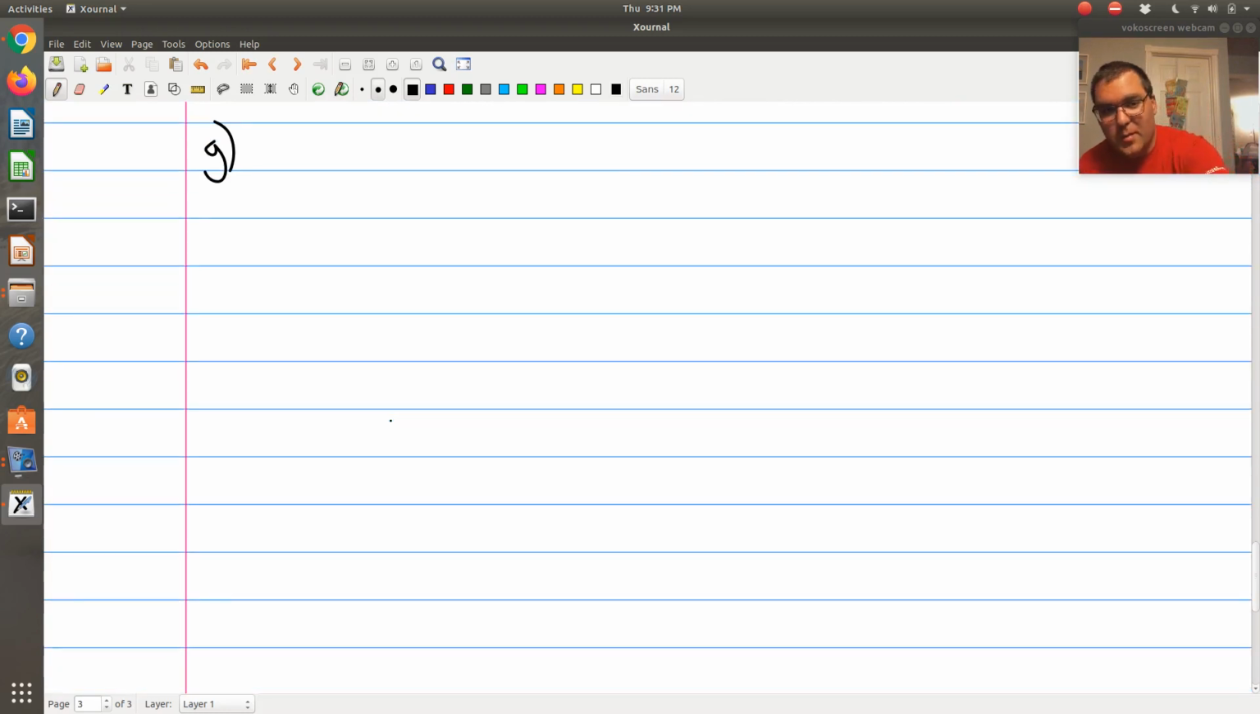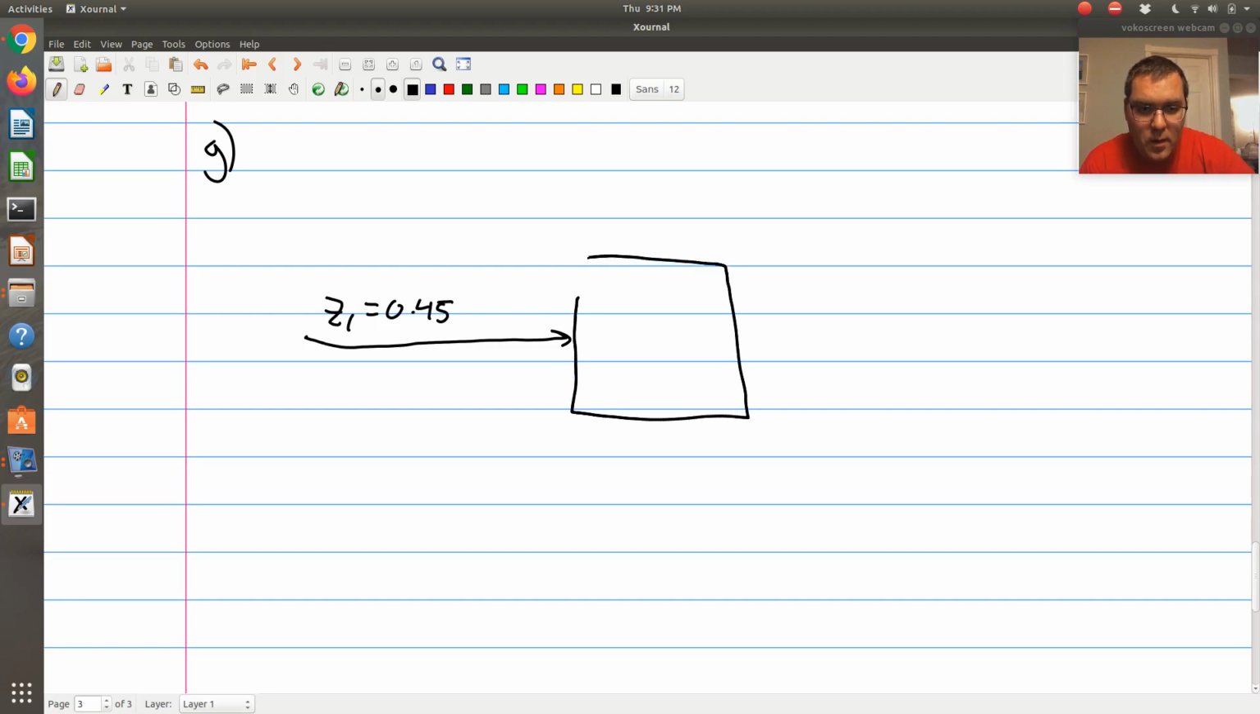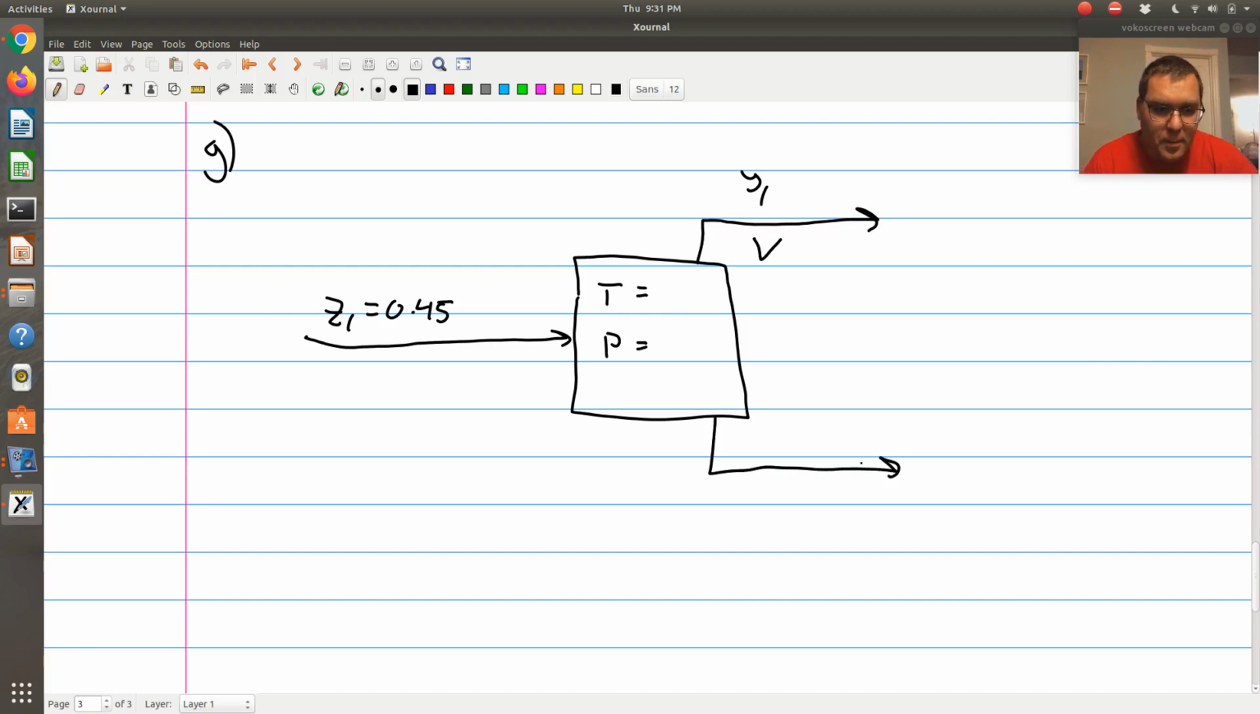So I'm going to draw my schematic of a flash drum. Okay, and then we can go and label parts if needed. So I have an inlet stream of Z1, which is 0.45, that we're going to send to our flash drum where we're told the temperature and pressure. Then out the top, we're going to have a vapor with flow rate V. At the bottom, a liquid with flow rate L. And let me label our inlet flow rate F.